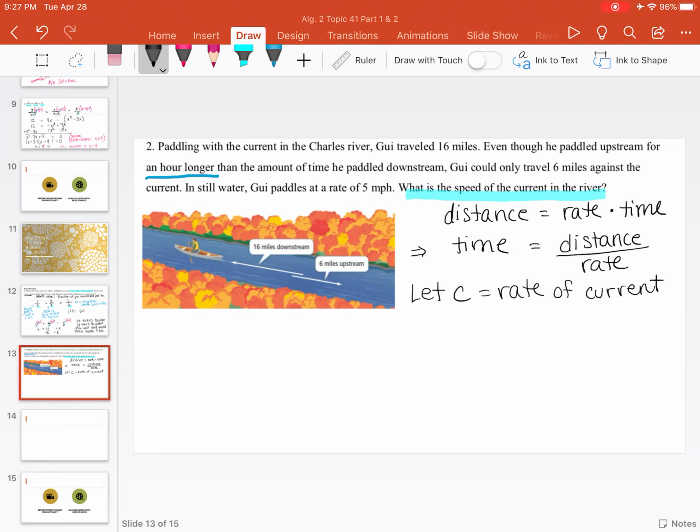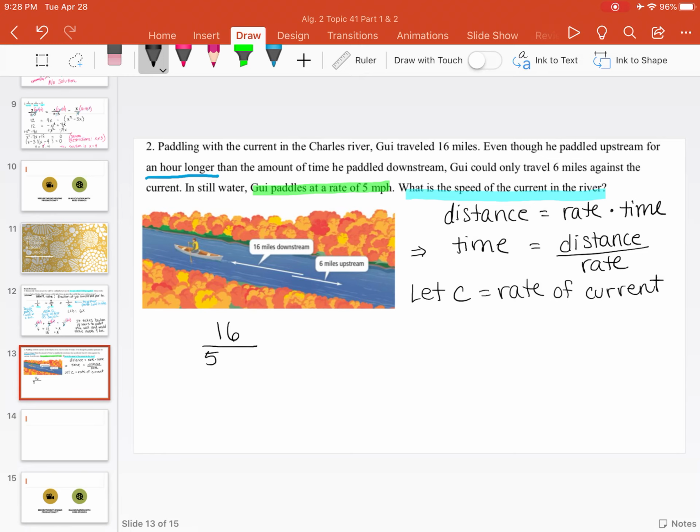Okay. So let's break it down and identify what our equation would be. Paddling with the current in the Charles River, Guy travels 16 miles. So that's our distance. Now in our problem, it says that Guy paddles at a rate of 5 miles per hour in still water. So that's going to factor into the rate portion of our fraction.